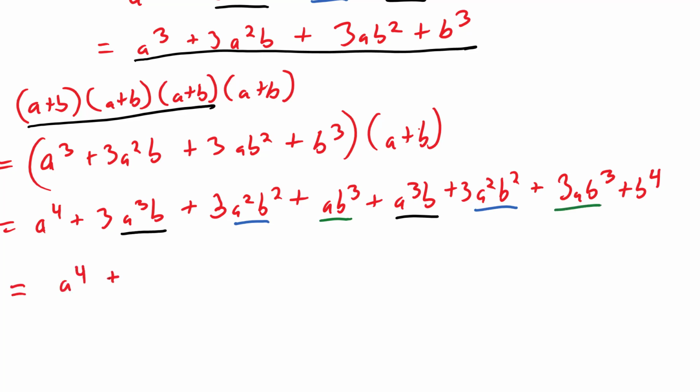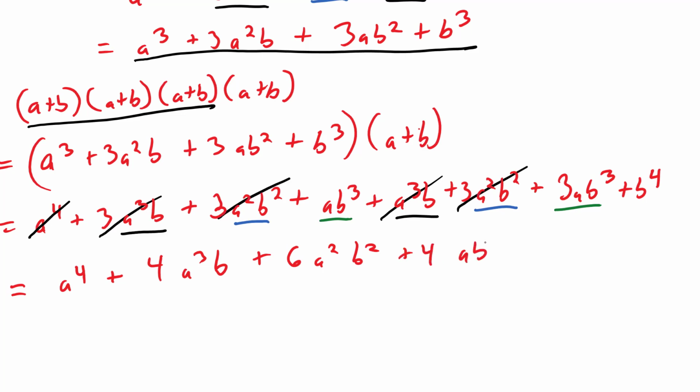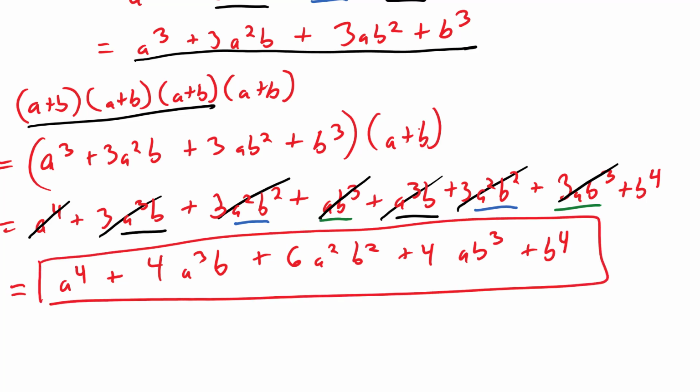A to the 4 plus, cross that off now that I've brought it down. Here I have 3 plus 1 is 4. A cubed b. We cross those off. Next up, we have our a squared b squared. I have 3 plus 3. It's going to be 6. A squared b squared. Cross those off. Here I have my ab cubed plus 4ab cubed. Cross those off. And then lastly, I have b to the exponent 4. That right there is the final answer.